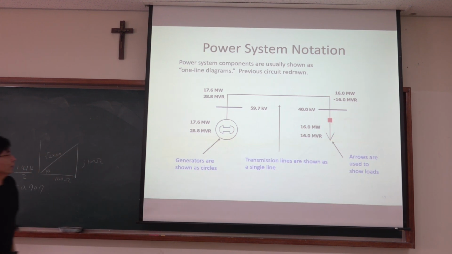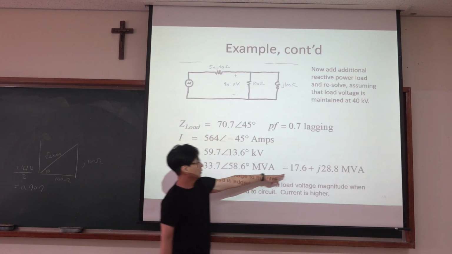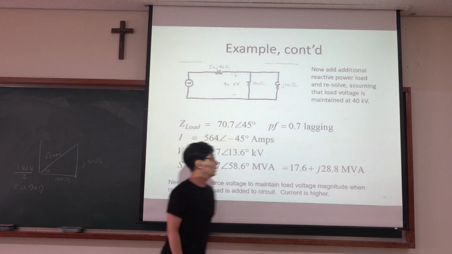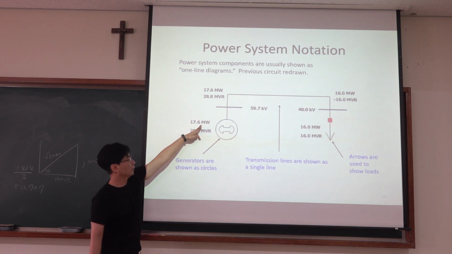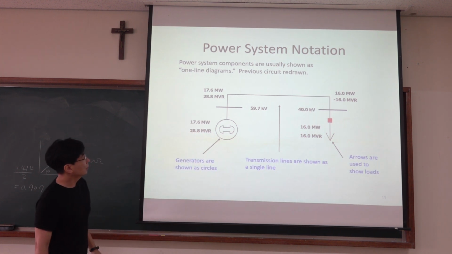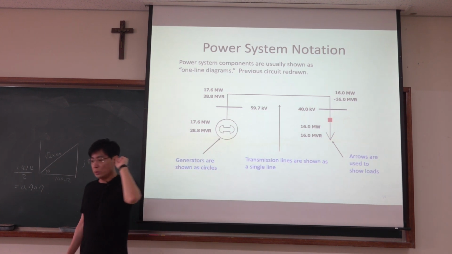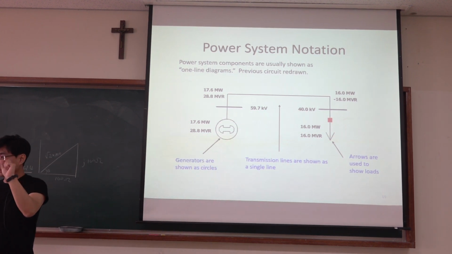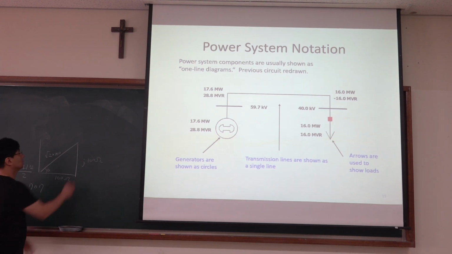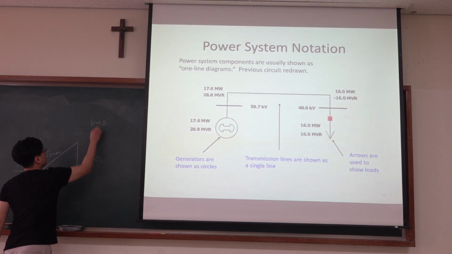Okay, so active power and reactive power are denoted here. And this symbol is used to represent a bus, or node.